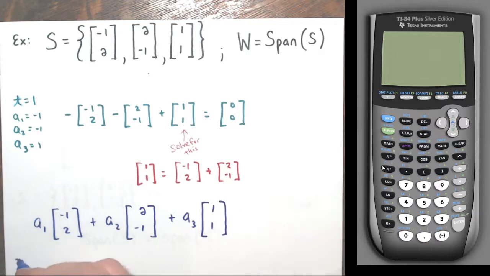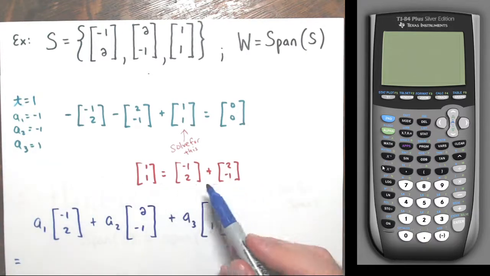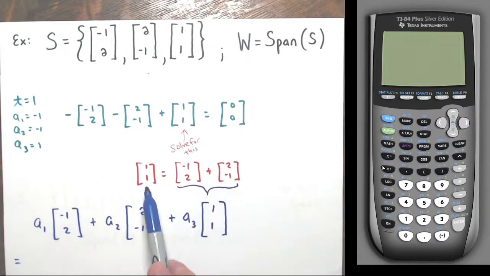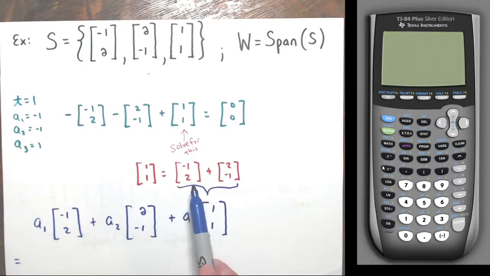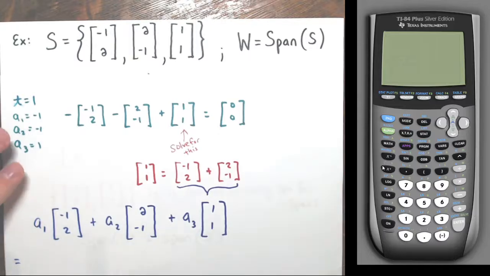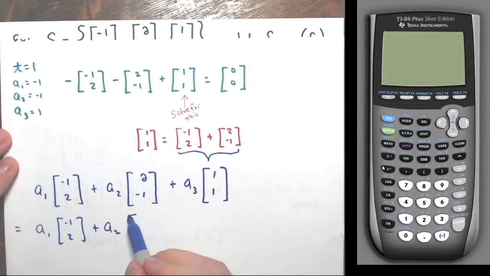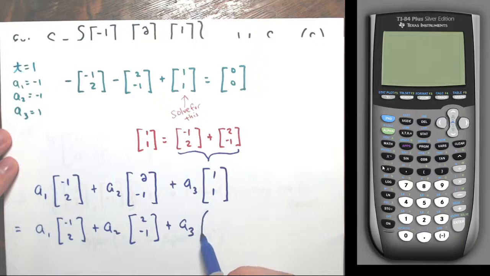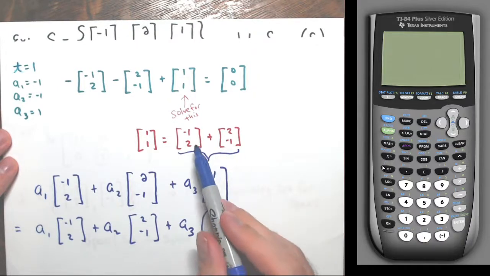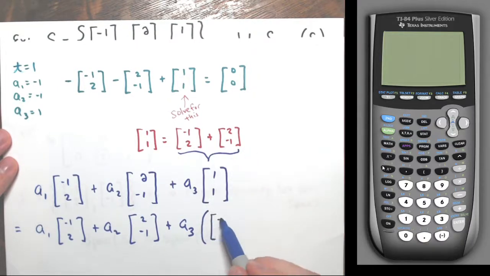Well, using the relationship I just established here, we can replace 1, 1 with this sum, the sum of these vectors 1, negative 1, 2, and 2, negative 1. So this is equal to A1 times negative 1, 2 plus A2 times 2, negative 1 plus A3 times, in parentheses, I'm replacing 1, 1 with negative 1, 2 plus 2, negative 1.